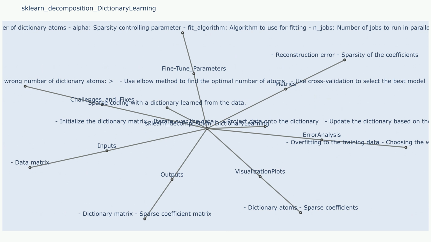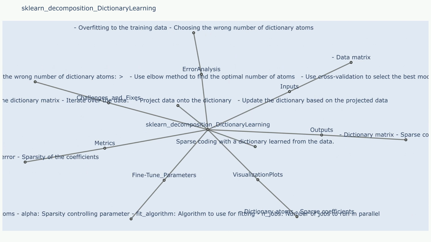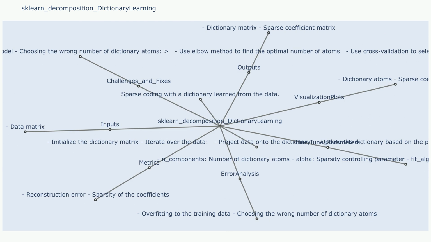Visualization plots. Dictionary visualization. The learned atoms can be visualized as images, histograms, or other appropriate plots to gain insight into the underlying structures in the data. Sparse code visualization. The sparse code can be visualized as heat maps or scatter plots to understand which atoms are most important for representing different data points.